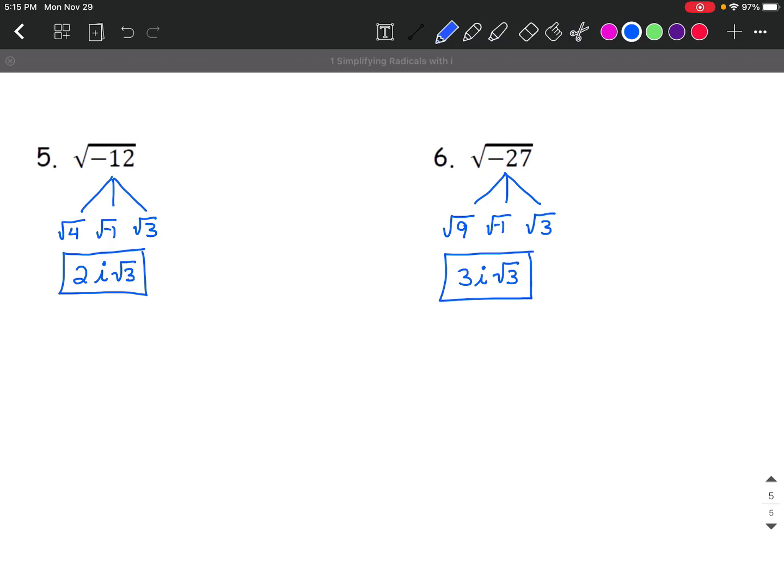Okay, guys, so this is what we've learned, that the imaginary number is the square root of negative 1, and we write it as I. So when we are simplifying radicals, if ever there's a negative, we pull that out as I.